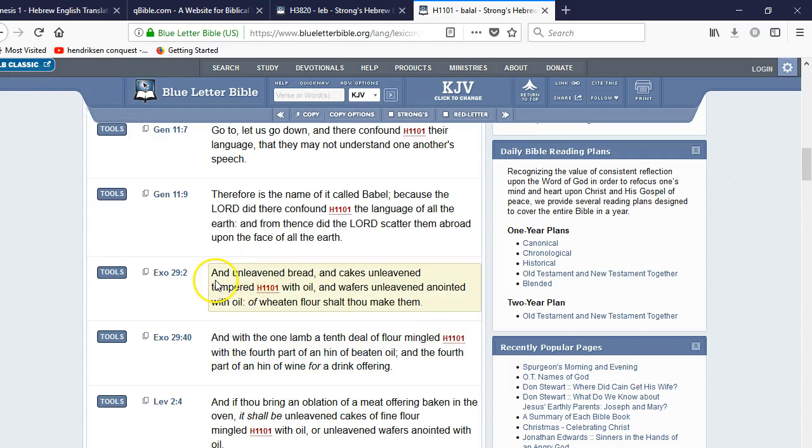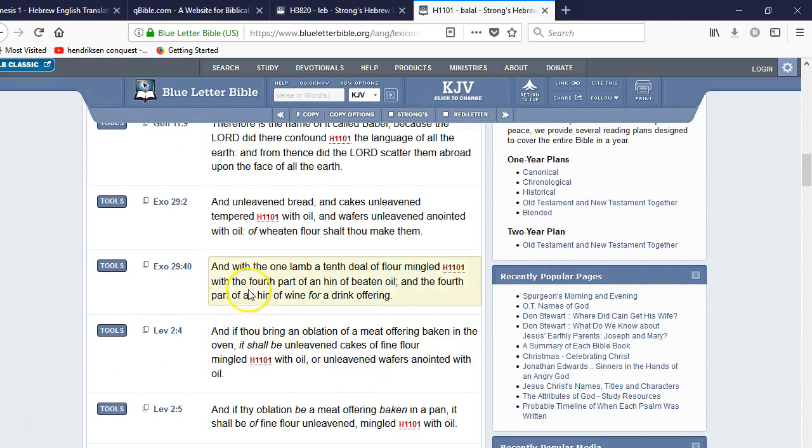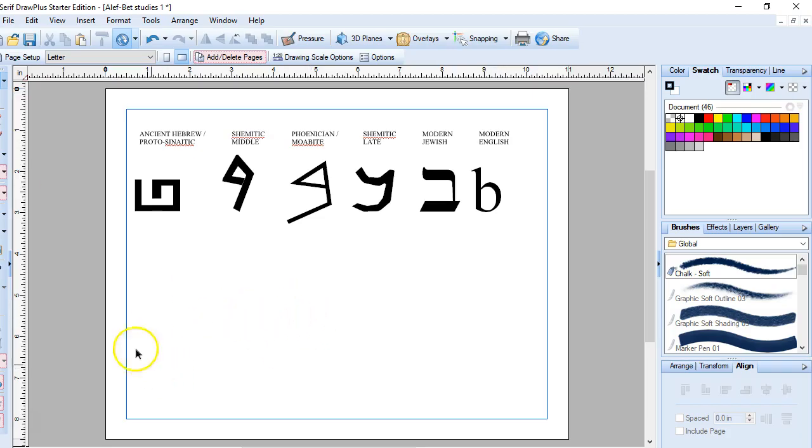Exodus 29:2, and unleavened bread and cakes, unleavened, tempered with oil. I would have to think that that actually means mixed up with, and that this probably also means mixed up. And then Exodus 29:40, and with the one lamb, a tenth deal of flour, mingled, mixed up, mixed in. Balal, mixed in. Usually when I see that double L, it seems to me like we're talking about a double turn.